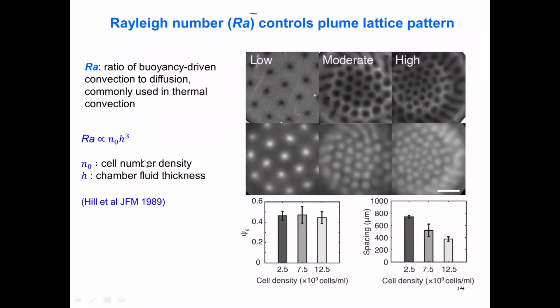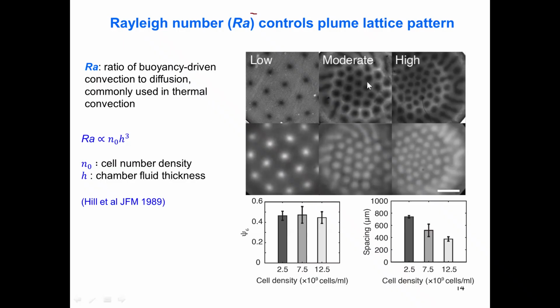So we can vary this cell density and this chamber thickness respectively. We found that the cell density would not change the order itself, but it would change the spacing or the wavelength of the plume lattice. So as you increase cell density, the spacing between these dots, these columns, becomes smaller and smaller.